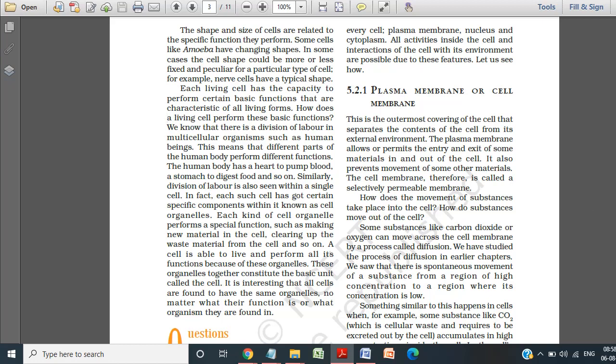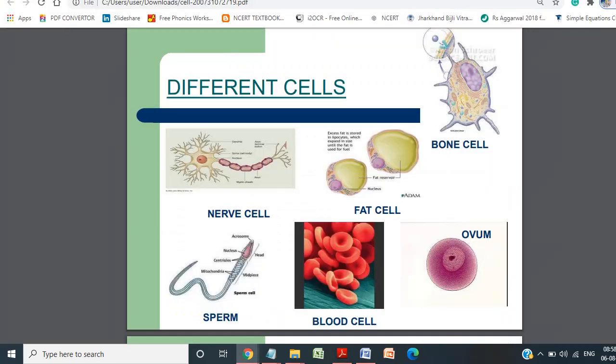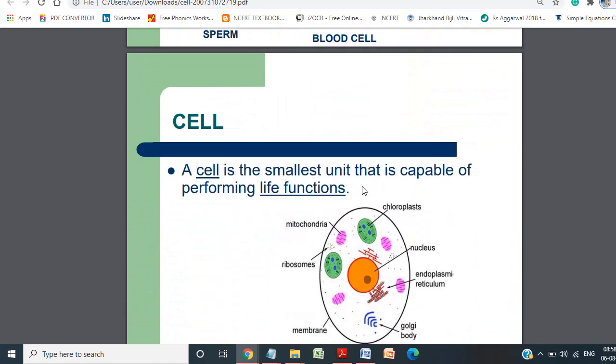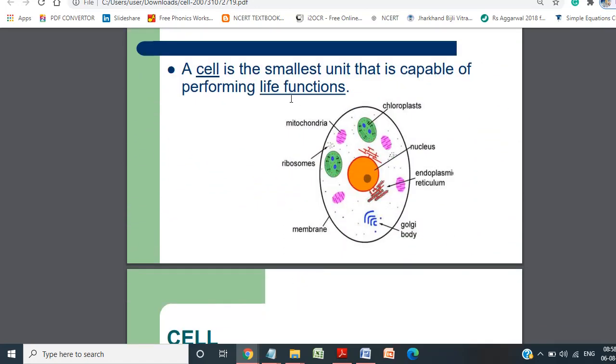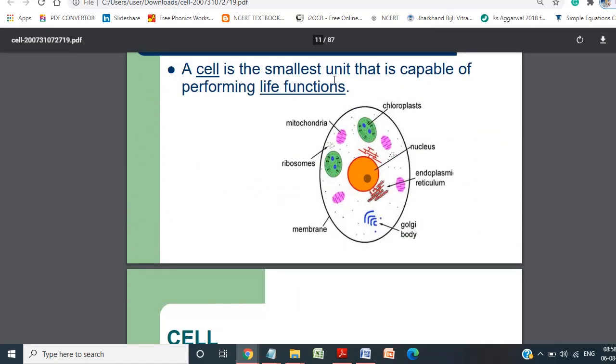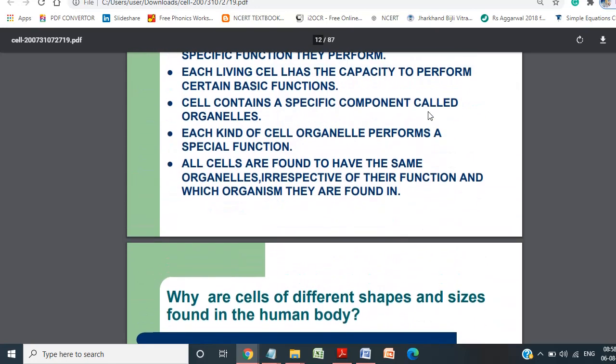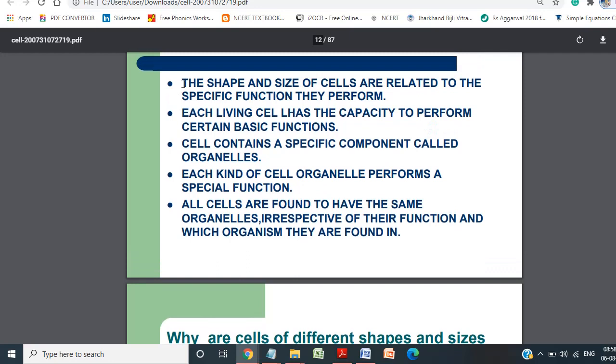Okay, so moving to the presentation, there are other different kinds of cells that we have discussed, and this is the structure of a cell. The cell is the smallest unit that is capable of performing life functions. Like I told you, these are the different cell organelles: mitochondria, ribosomes, membrane, Golgi bodies, endoplasmic reticulum, nucleus, and chloroplast. So let's have a quick recap.